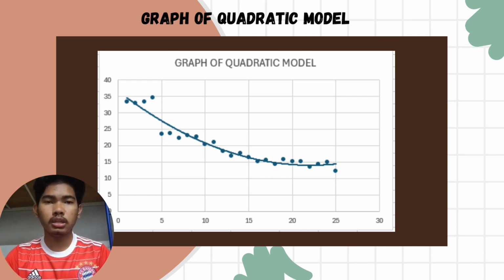This graph is a representation of a quadratic model showing the relationship between the year and the deaths by influenza and pneumonia in the US, where the x-axis represents the year and the y-axis represents the deaths by influenza and pneumonia in the US.